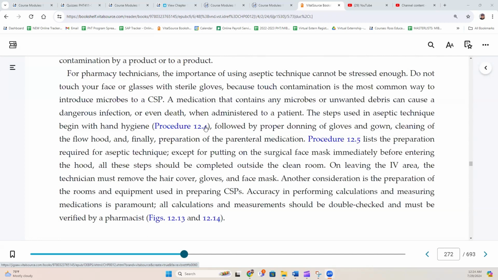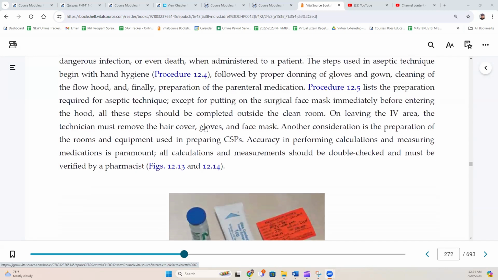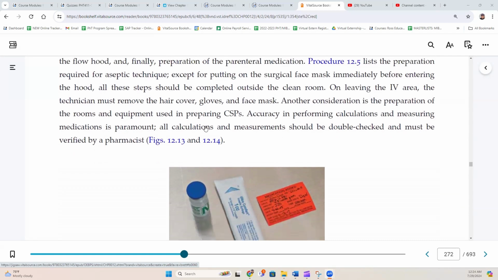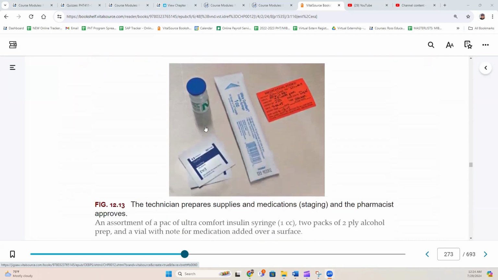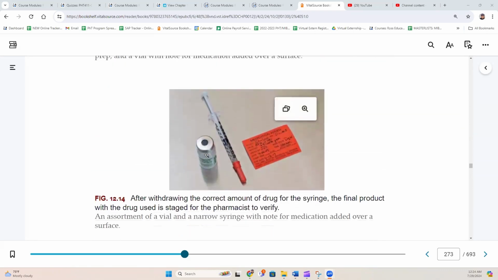Another consideration is the preparation of the rooms and equipment used in preparing CSPs. Accuracy in performing calculations and measuring medications is paramount. All calculations and measurements should be double checked and must be verified by the pharmacist. And then figure 12.13 shows the technician prepares supplies and medications staging and the pharmacist approves.